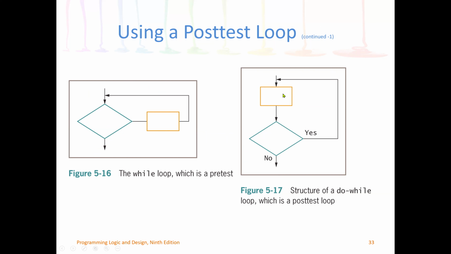But this is a post-test. First, we do something before we check the condition. If it's true, then we keep doing it until the condition is false, then we come out. So we should know the difference between the pre-test and post-test. Again, pre-test means test the condition before execution. Post-test means we start execution first before we test the condition.